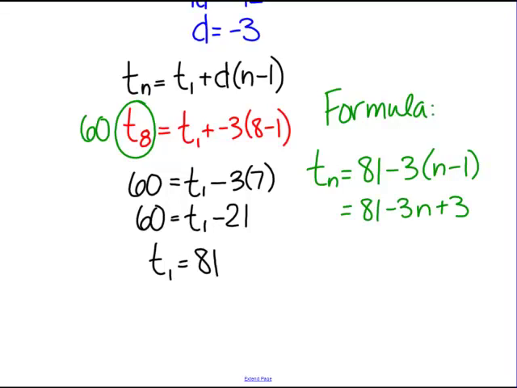Since this one is so similar to the previous example, I won't talk through it. It actually should be easier because they already gave you the first term.